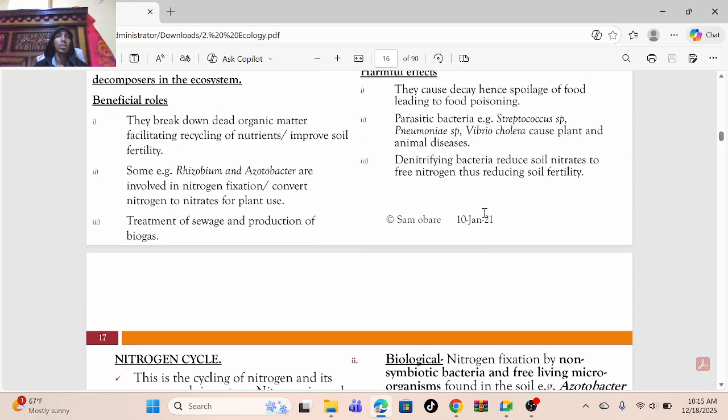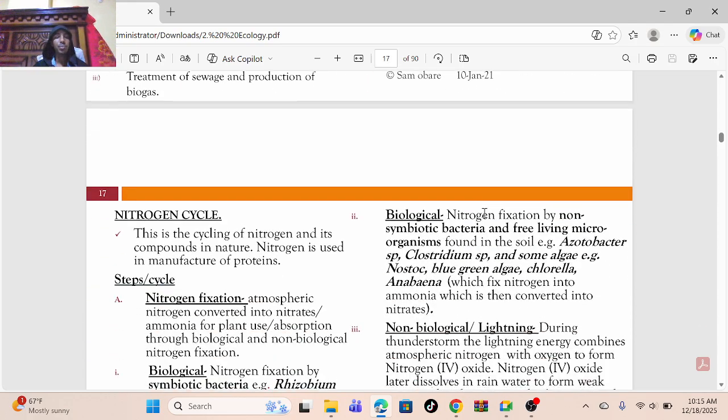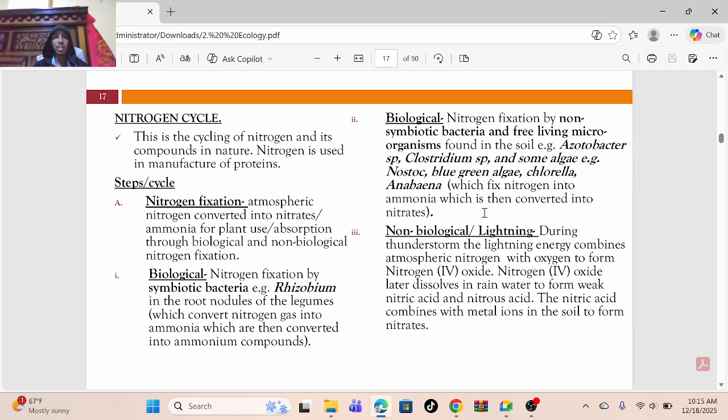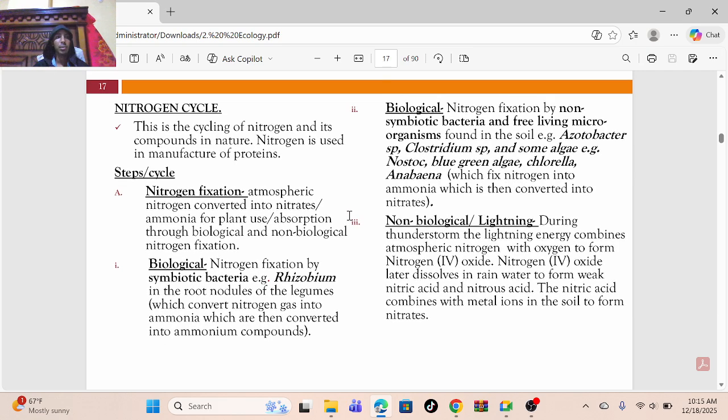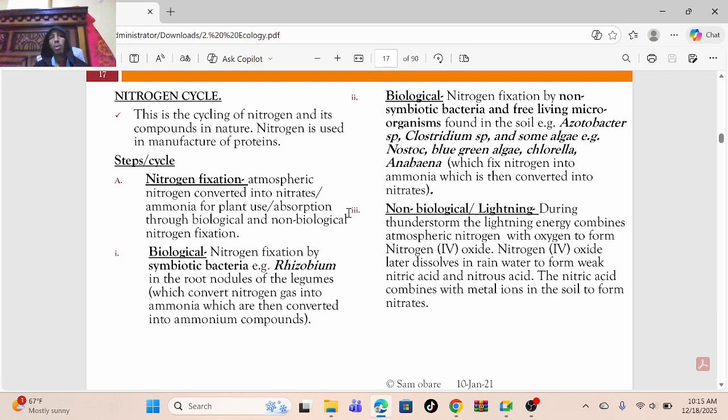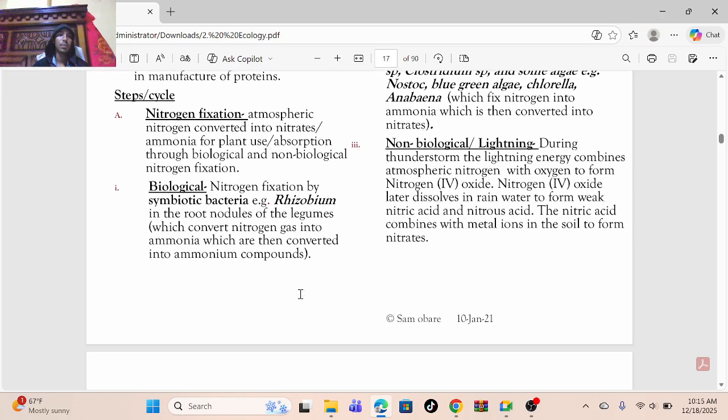Nitrogen cycle. Nitrogen cycle is the recycling of nitrogen and its compounds in nature. In nature, how does nitrogen circulate? Nitrogen inazunguka kiaje? Ndio tunasoma.